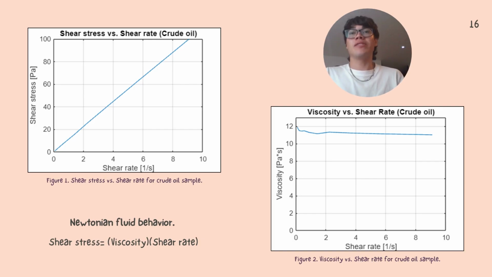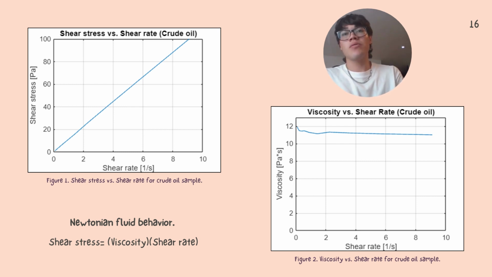Okay, now we're going to present the results in a graphic way. We have some important plots that we obtained from the software MATLAB. First, we have shear stress versus shear rate, and then viscosity versus shear rate. From these two plots, we can say that the crude oil behaves in a Newtonian way. That's first because of the linear relation between shear stress and shear rate, and also because the viscosity remains virtually constant through the test and doesn't change with the applied force. And we can see that the viscosity of the crude oil is around 11 pascal-seconds.